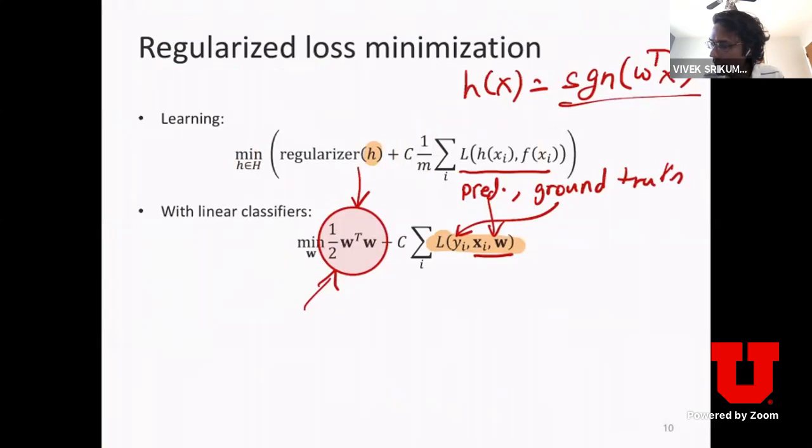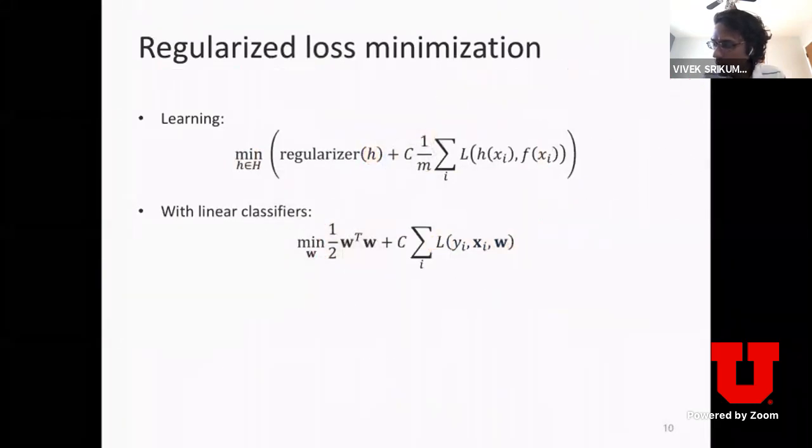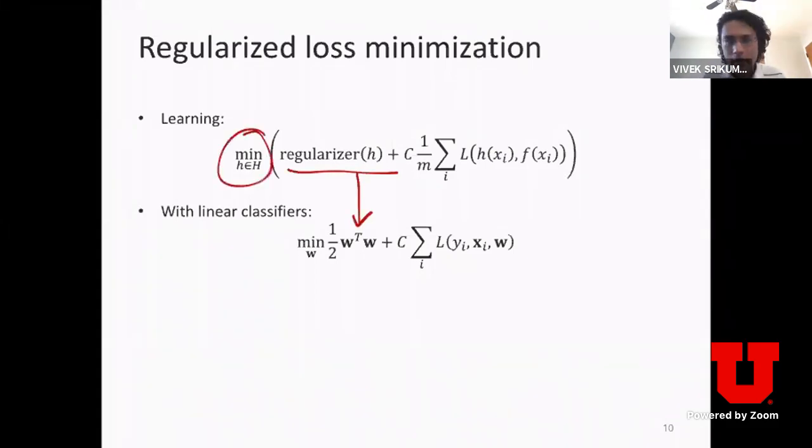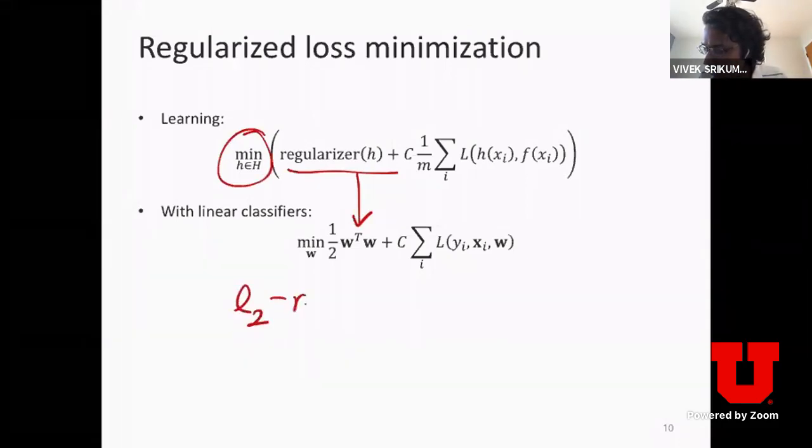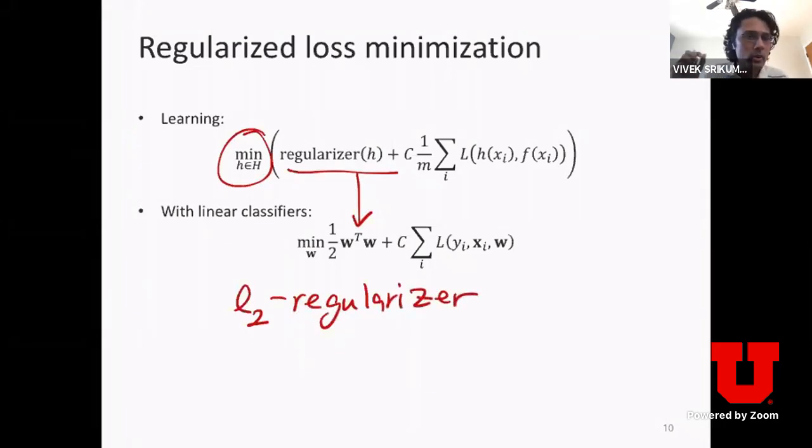Let me erase all this stuff. So the regularizer is a way of penalizing complexity. More complex classifiers have larger values of regularization. Since we are minimizing, it makes sense to define the regularizer that way. One example of a regularizer that we've seen is this squared norm regularizer. It's just called the L2 regularizer, L2 because it uses the squared 2-norm, if that makes sense.